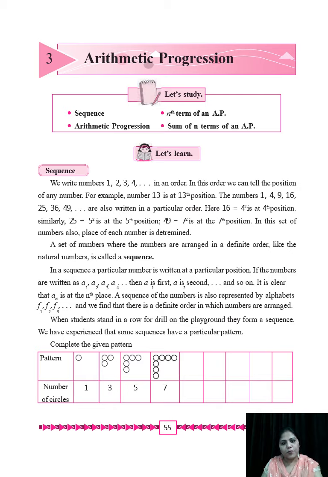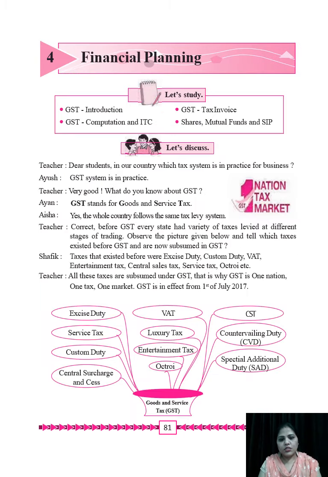Now we'll see AP. Now in arithmetic progression, nothing is cancelled. The whole chapter is existing. Okay. So we'll move on now. See here in financial planning, the 4th chapter. What is the major topic that is being cancelled, that we will see. Okay. So here we'll start with financial planning chapter 4.